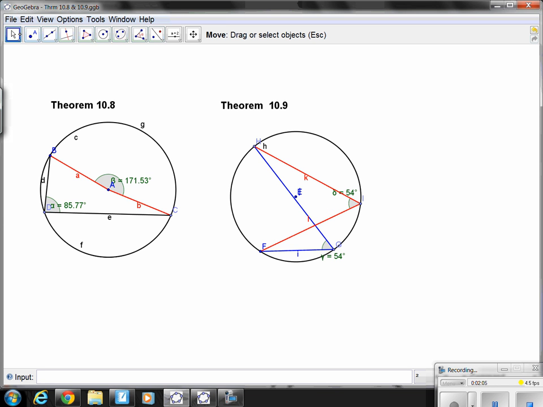The next theorem, theorem 10.9, I have two angles, this red inscribed angle and a blue inscribed angle, and notice they're inscribing the same arc. Okay, arc HF, they're both intersecting that same arc, and it doesn't matter where these are, when they inscribe that arc, it's going to be the same no matter where the point is. If I change H, that changes. But notice these angles are going to be the same because they're intercepting that same arc.